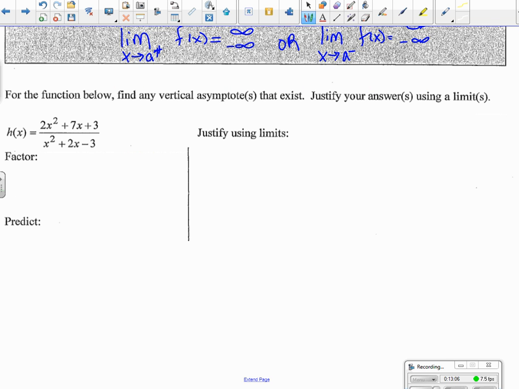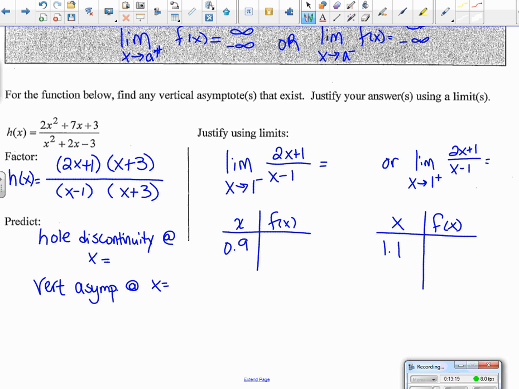Analyzing the function below, find any vertical asymptote that exists and then justify your answer using limits. So let's go ahead and factor. Why don't you hit pause and factor it? Okay, I got my factoring done. Hopefully we agree on our factoring. And the first thing I noticed was that I had x plus 3 canceling x plus 3. And then I was left with this factor that didn't factor away.